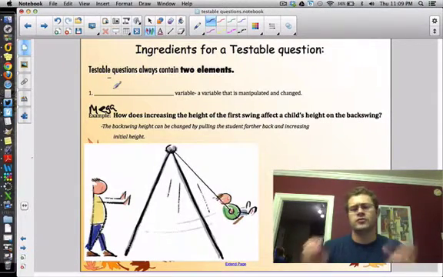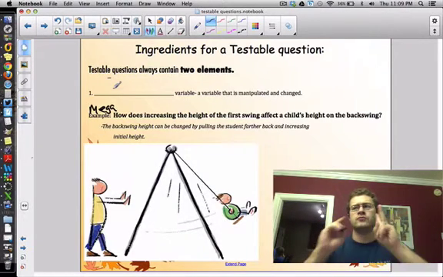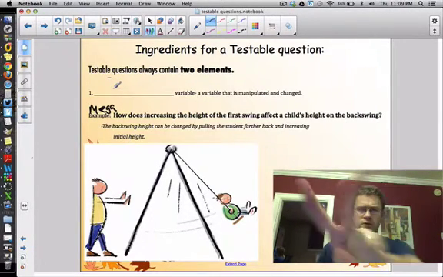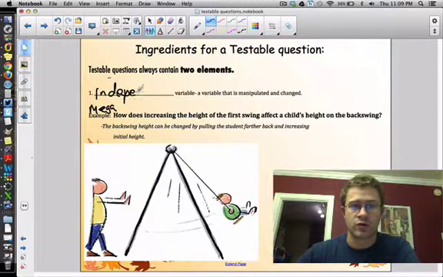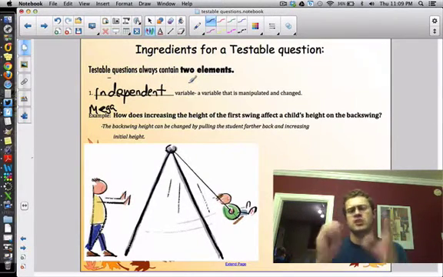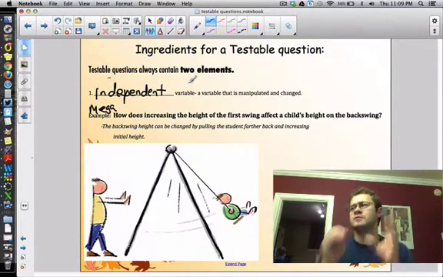Here are the ingredients for a testable question. They always have two main ingredients. The first ingredient is the independent variable. Okay, we talked about the independent and the dependent variables in lesson 1.3. Here is where they come into play. We have the independent variable. That is the variable that's being changed. We must always have a variable that's being changed.